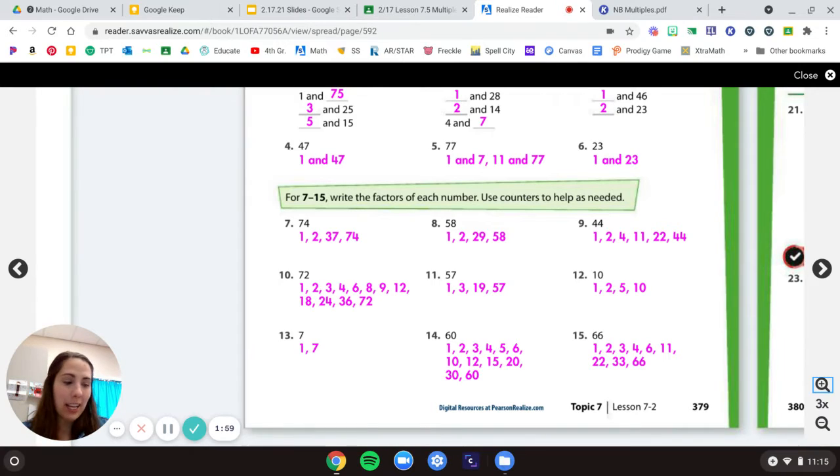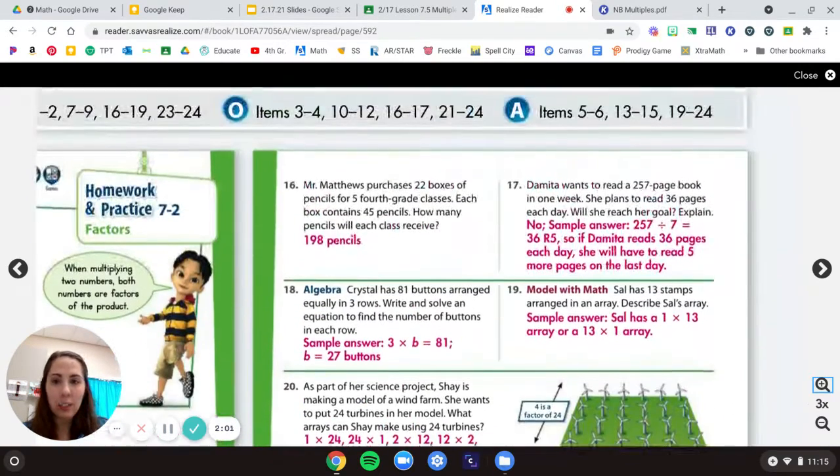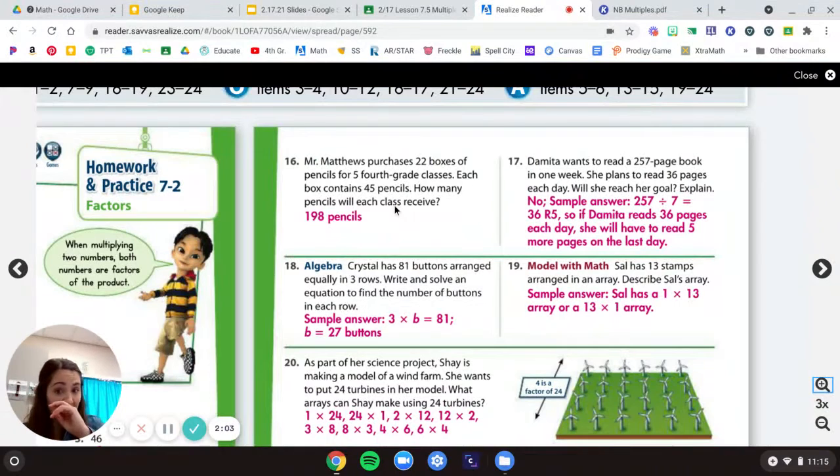All right, then on the back, we had 16 and 24. On 16, you needed to do multi-step. You needed to find out first how many pencils Mr. Matthews has. Well, 22 times 45 first. Then you find that answer. And then he's going to split them up into different groups of classes. So you should have divided by 5 and found 198 pencils per class.